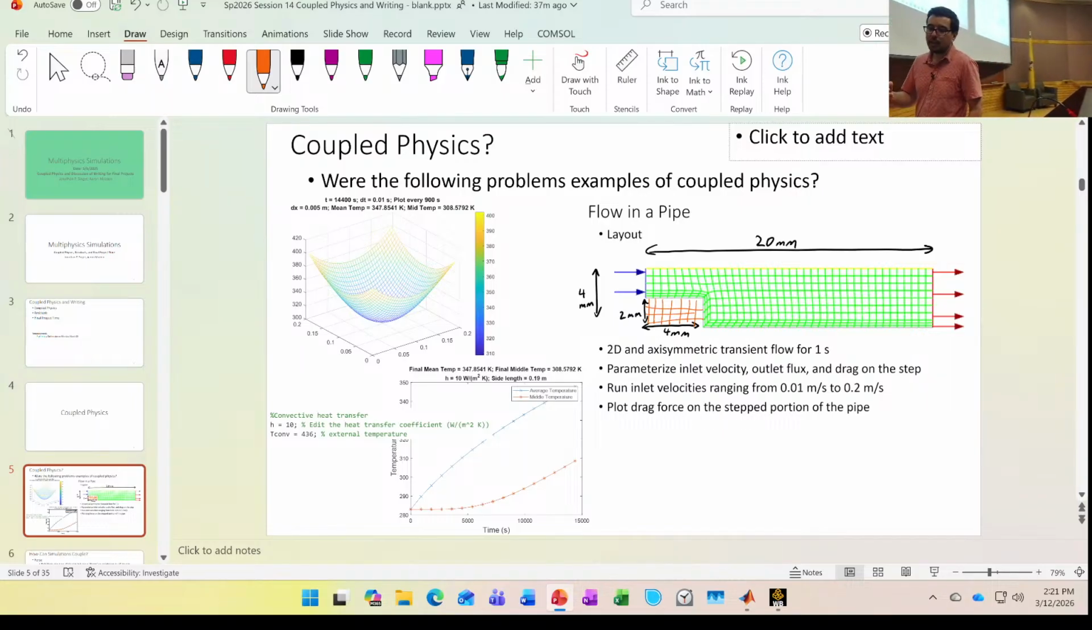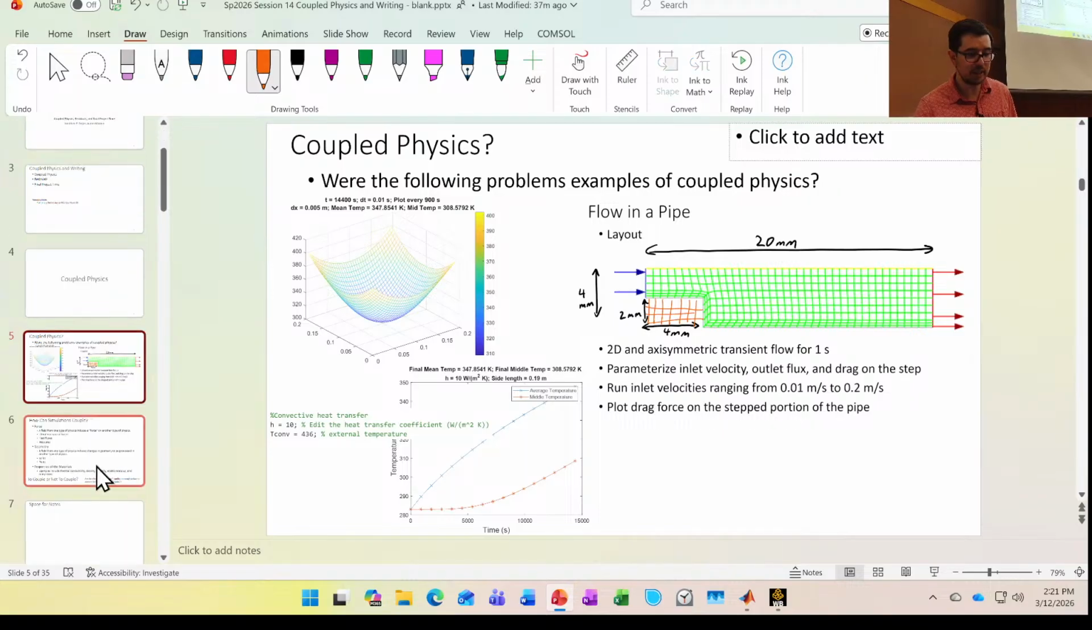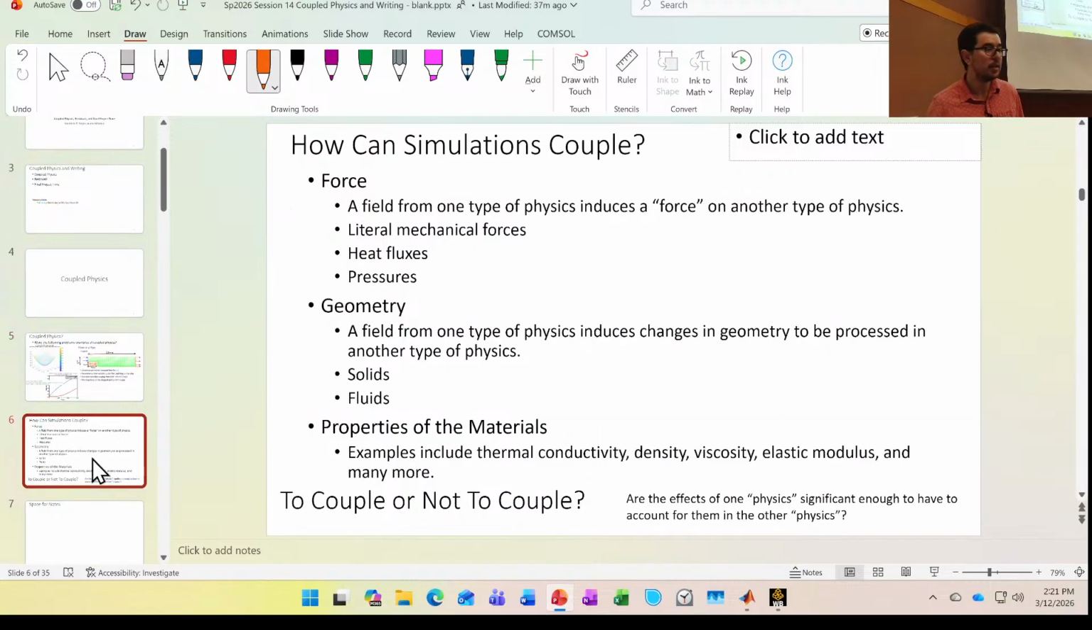So we're going to avoid two-way coupling. We're going to do some fluid structure interaction a little bit later, but it's going to be one-way coupling. Two-way coupling gets very, very complicated and can be difficult to get to converge. Any thoughts, any questions on this for coupled physics? Well, we continue.